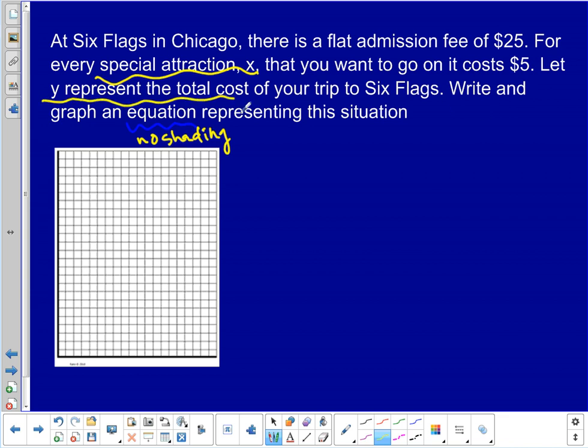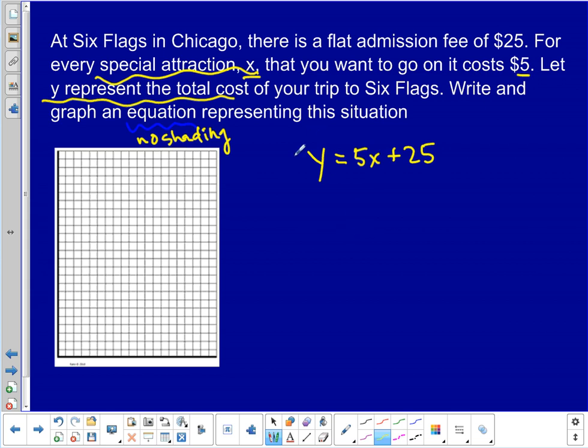So this equation is going to look a little bit different because we're going to have the total cost equaling whatever we're spending. Okay, so it's no longer going to be a standard form equation. We're actually now going to get a slope-intercept form equation. So what we're spending is $5 for every special attraction. That's 5 times X, plus the flat admission fee when you walk in the door of 25 bucks. Okay, that's what our equation looks like.